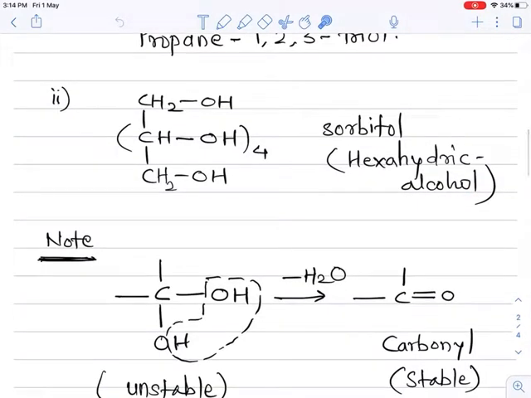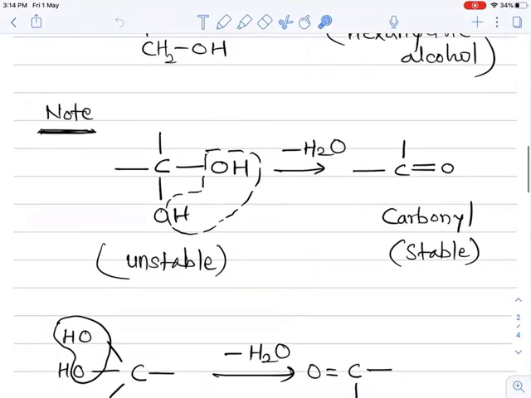Now, here I want you to note that if one carbon is attached to two or more than two OH groups, then it is always unstable. Suppose this is the carbon attached to two OH groups, so it is unstable and it becomes stable by removal of a water molecule. So if we remove this H2O molecule, then we get the stable C=O group containing compound, that is a carbonyl compound. It is the stable one.